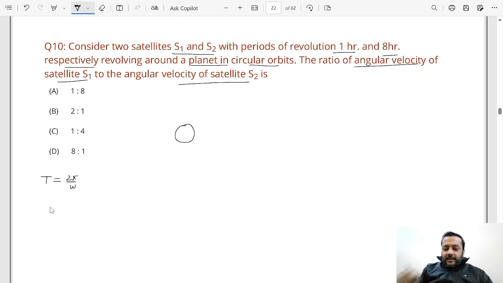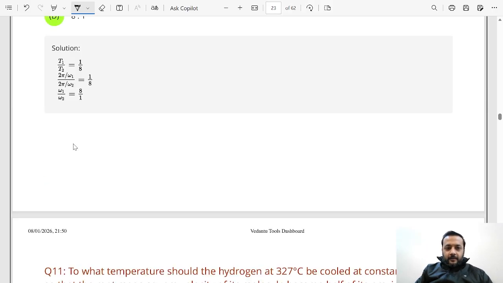So time period is inversely proportional to omega. That means omega 1 upon omega 2 is equal to the inverse ratio of time periods, that means T2 by T1. T2 was 8, and T1 was 1. That means the answer will be 8:1. This is a very, very easy question, guys. Really, I hope you would have done this.